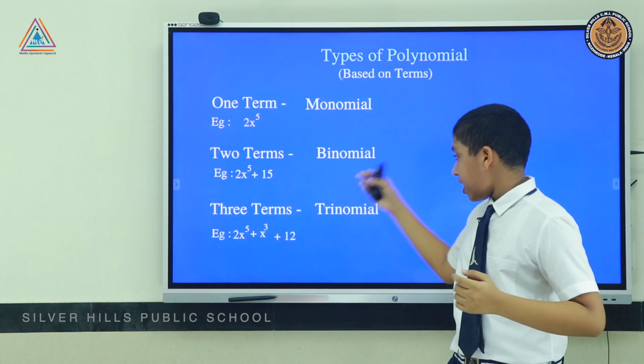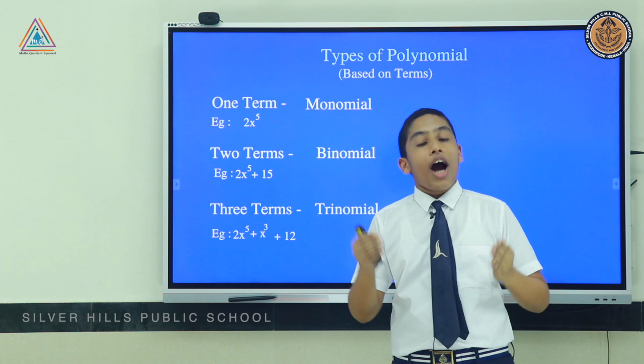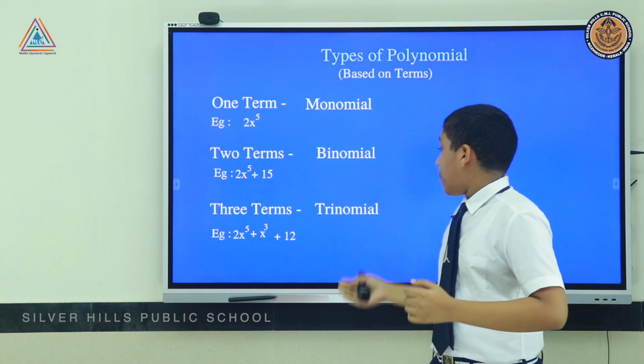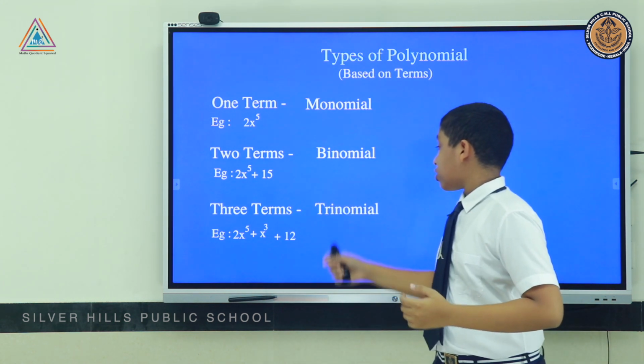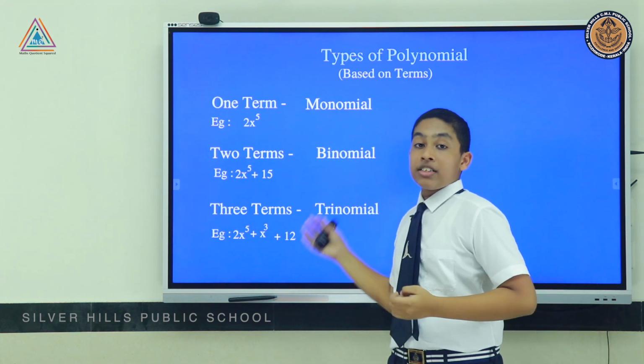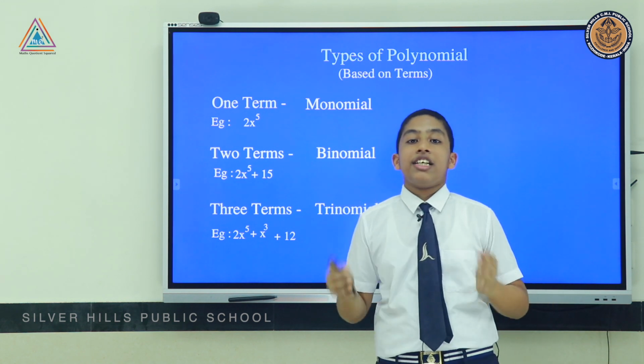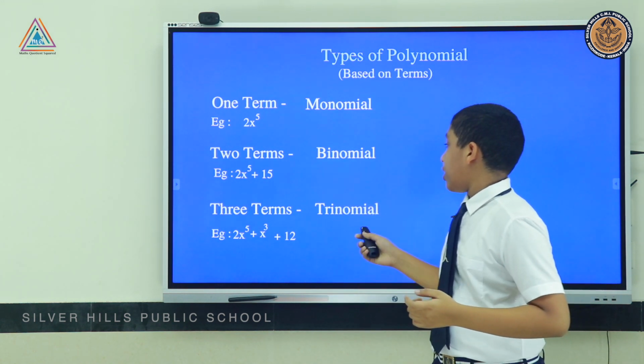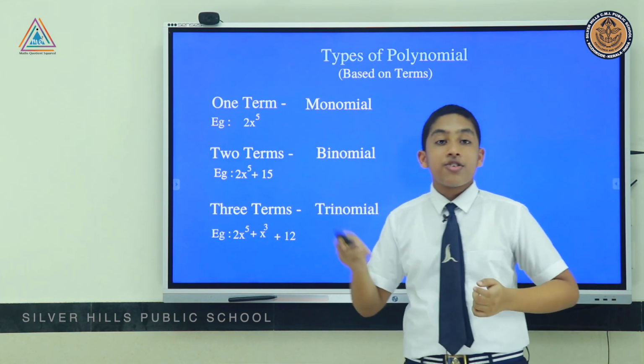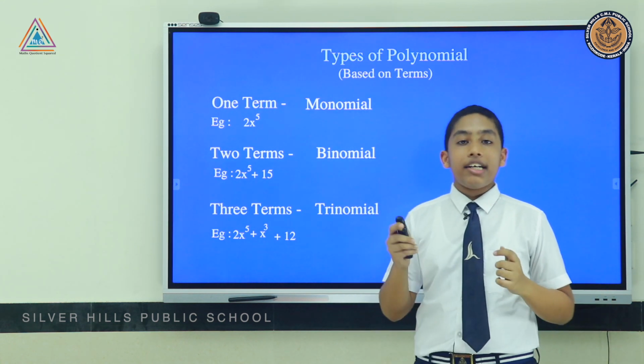Trinomial. Any expression which has 3 terms is known as a trinomial. For example, 2x raised to 5 plus x cube plus 12. The plus symbol is dividing the expression into 3 parts. So such an expression that has 3 terms is known as a trinomial. So mono means 1, bi means 2 and tri means 3.